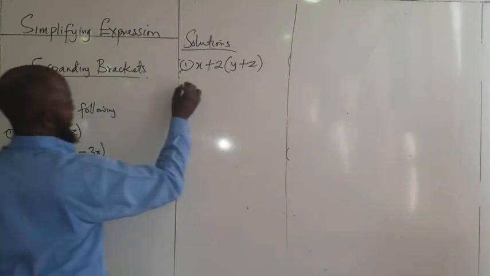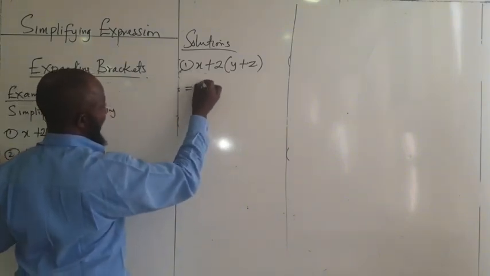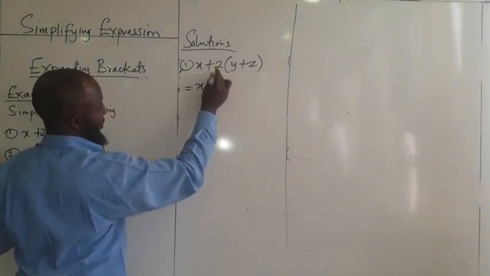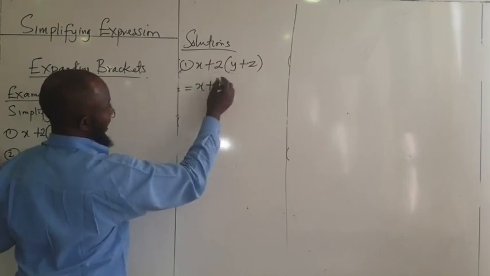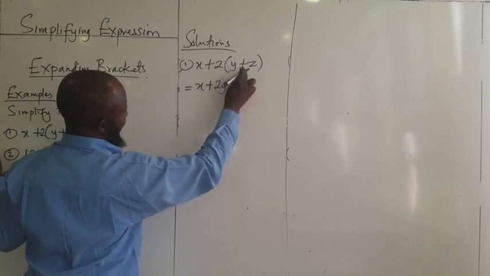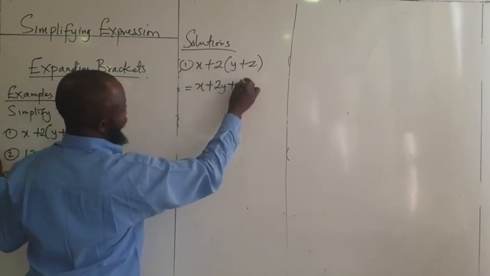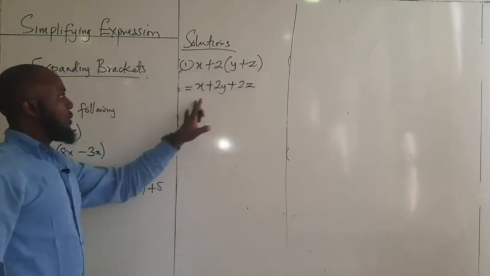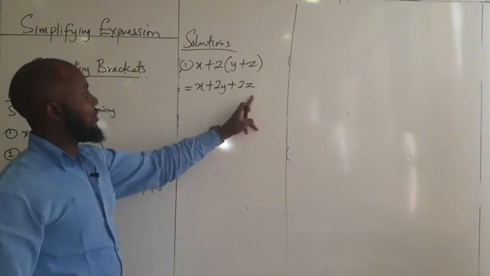So that means this x remains as x, this plus remains as plus, then 2 multiplied by y will be 2y, and plus 2 multiplied by z will be plus 2z. So there's nothing we can do again here. We cannot simplify for that.